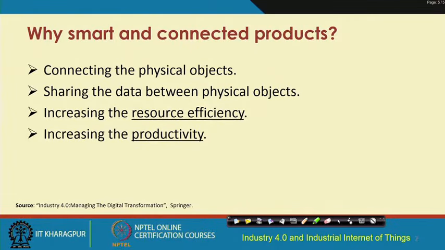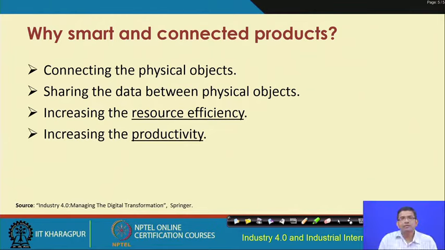So, smart and connected perspective, what is the business viewpoint? Why do we need to make it? First of all, this connectivity is required in order to connect these physical objects, these different machines in the industries and so on. The second thing is that it is very important to collect data from these physical objects and share it between themselves, and also share the data through some network to elsewhere where it is going to be analyzed. This is what this connectivity is going to give.